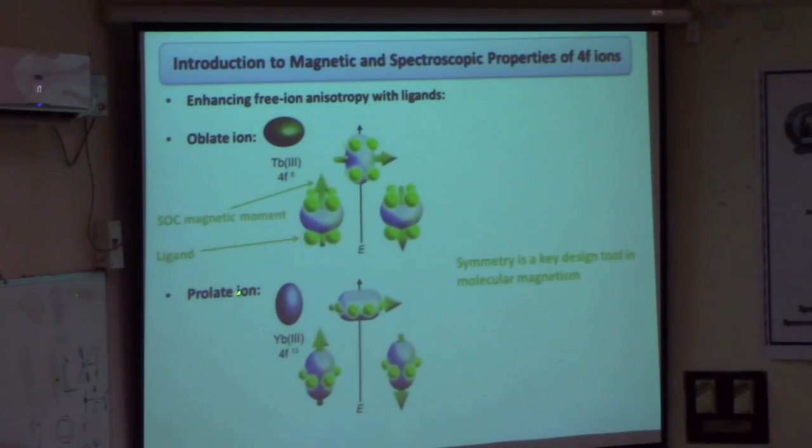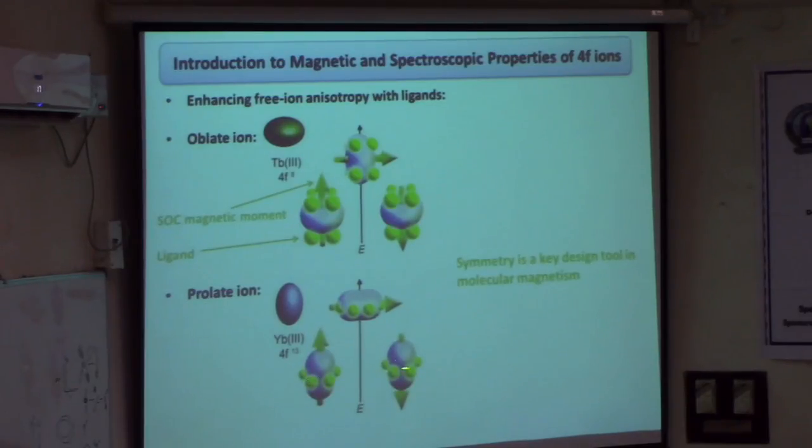If we go to a prolate ion, randomly chosen as ytterbium 3+, an f13 species, this is the prolate electron density. Now, to enhance the anisotropy in this species, you place the ligands not above and below, but actually around the middle. So you've gone from an axially symmetric environment to one that's equatorially symmetrical. So that's a different approach. It's complementary depending on the lanthanide.